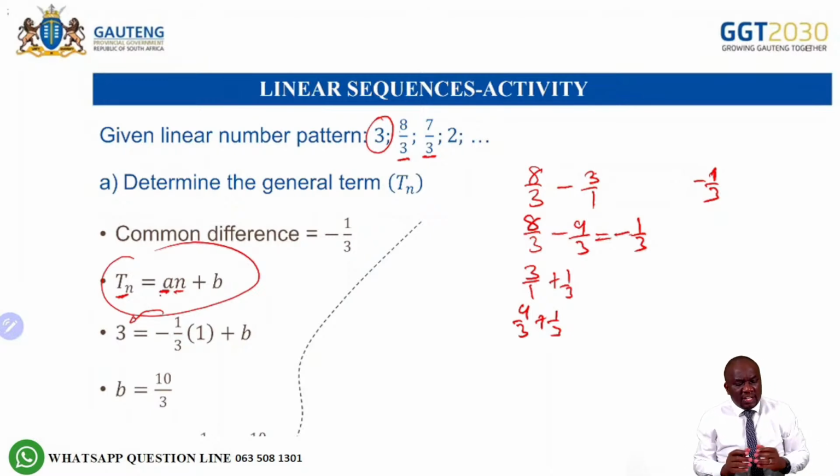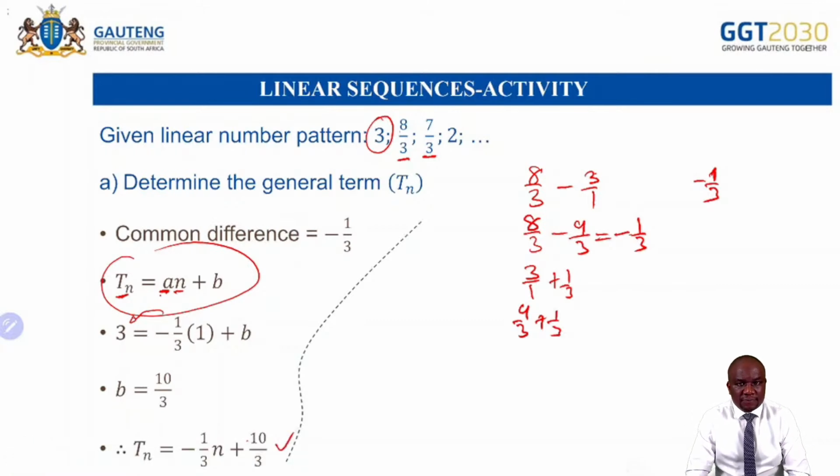Okay, you can check that. Does term 1 give you 3? Yes, because -1/3 plus 10/3 will be 9/3, which is 3. So you can check your general term. So this is our general term. Let me give you 1 minute to make your corrections.